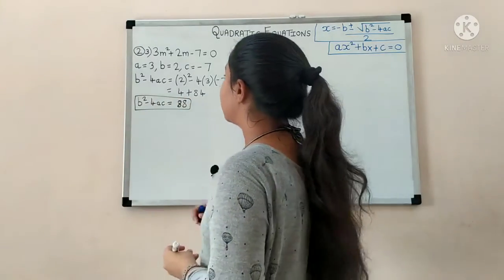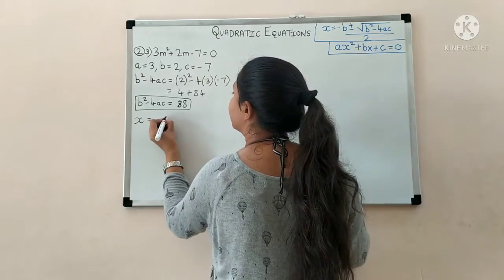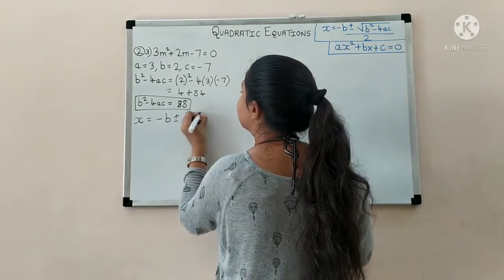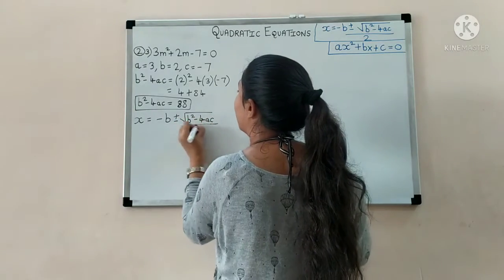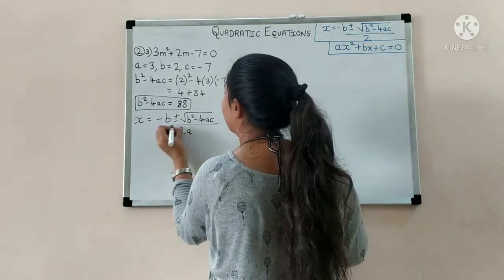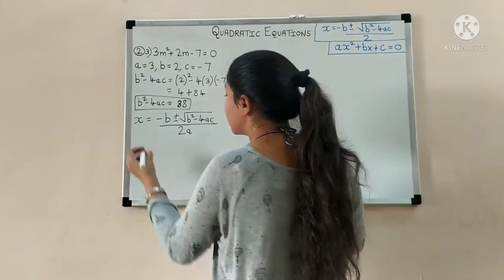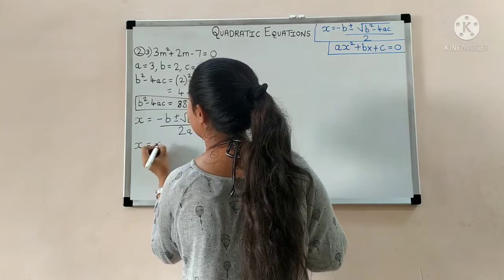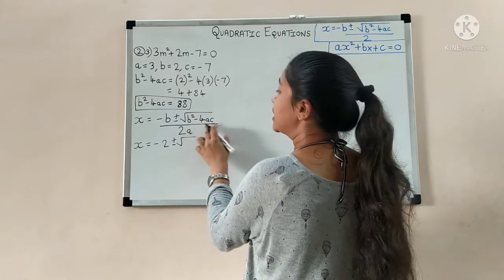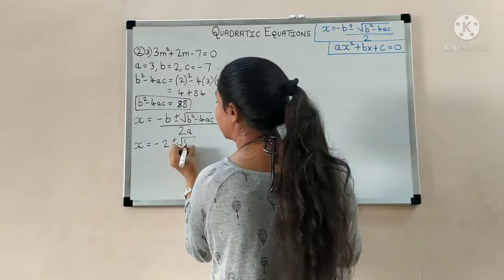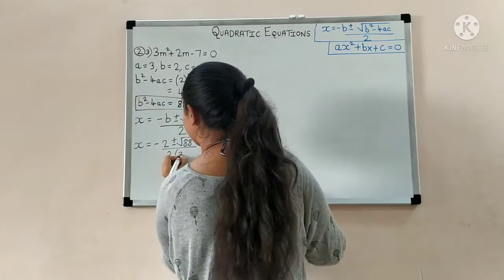Okay, now we'll substitute this in the formula. So what does the formula say? x is equal to minus b plus minus square root of b square minus 4ac upon 2a. Okay, now substitute all the values here. So x is equal to minus of 2 plus minus, what is the value of b square minus 4ac? It is 88. So it will be square root of 88 upon 2 and the value of a here is 3.